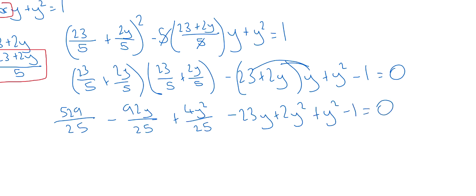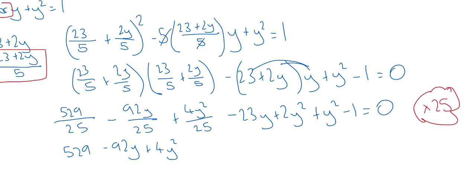Now, hopefully you can see what I'm about to do. I am about to multiply everything by 25 because I need to get rid of my fractions. So if everything gets multiplied by 25, the start bit's easy. I've got 529 minus 92y plus 4y squared. But now everything needs to get multiplied by 25. So I get 575y minus 50y squared plus 25y squared minus 25 equals 0.